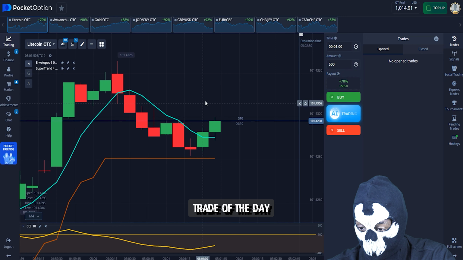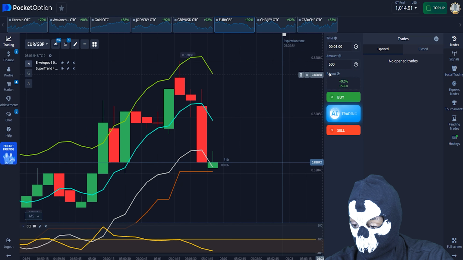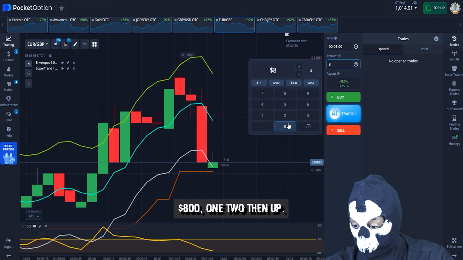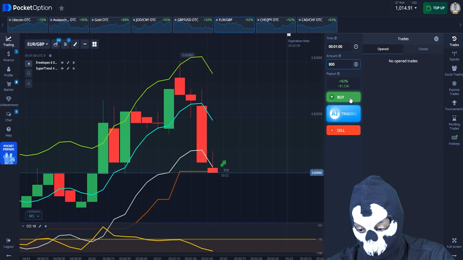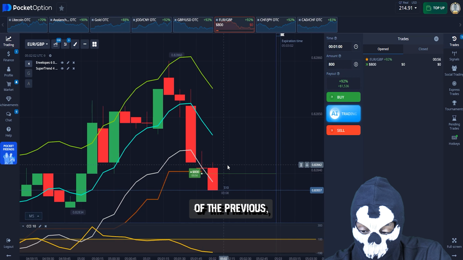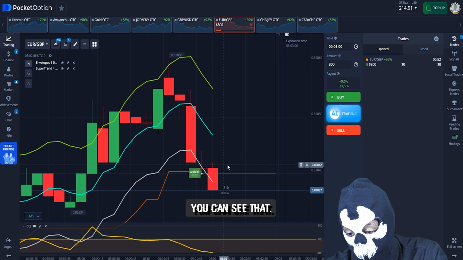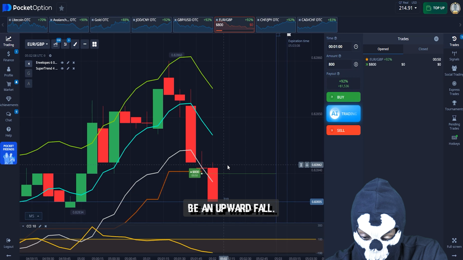We're going to the next trade of the day. We're going to use Euro Pound currency pair. We're going to use $800. We're going to put it on up. So basically, if you've seen even just the movement of the previous market trend, you can see that there's going to be an upward pull.